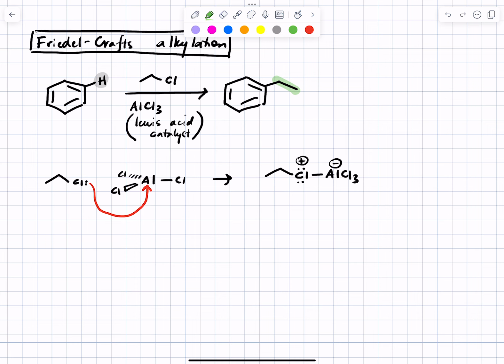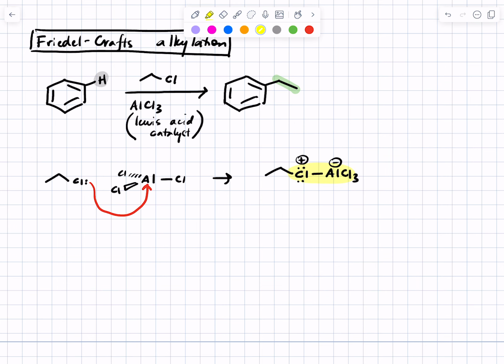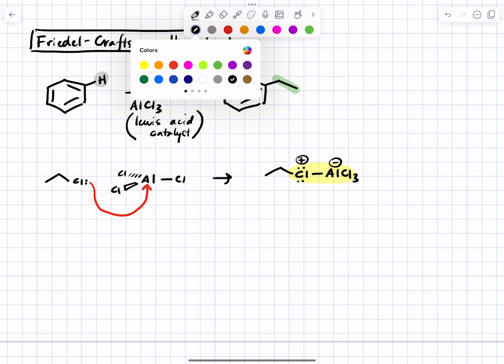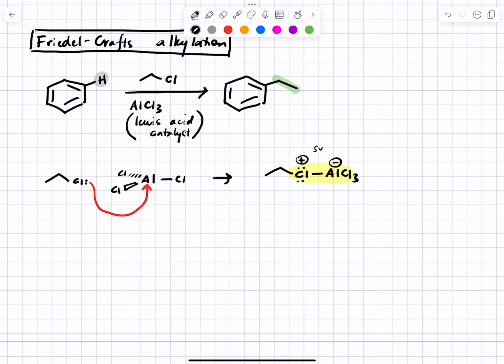I use green for my good leaving group, but I'm using green for other purposes. We'll go yellow. I don't know. I don't like it, but I've already chosen. This is now a super good leaving group.